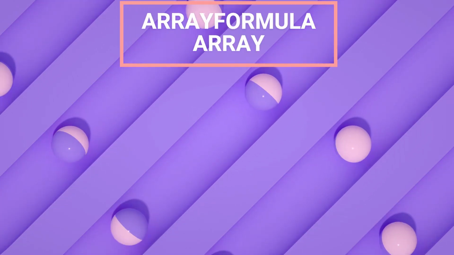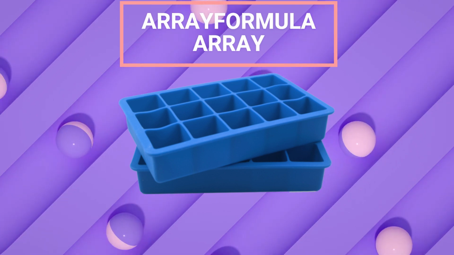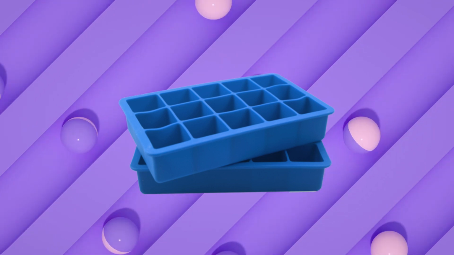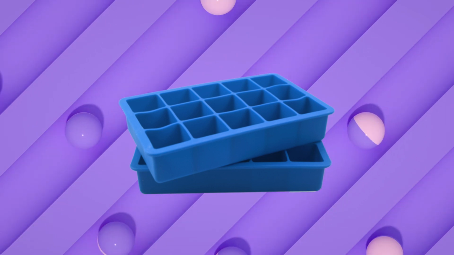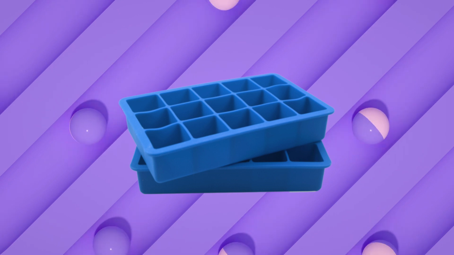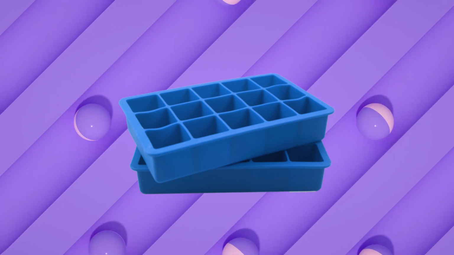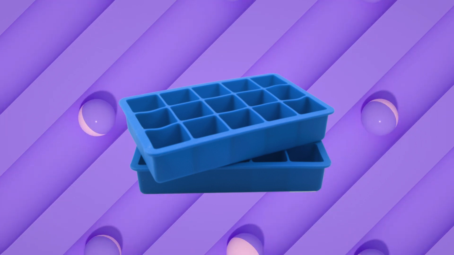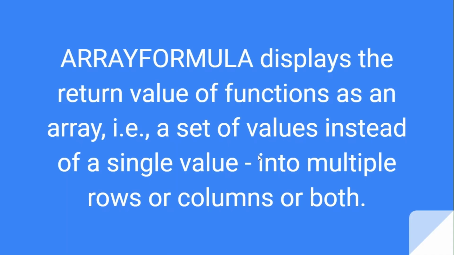Before we go further, let me explain to you what is an array. An array is like the ice tray used in the refrigerator that holds a collection of items, all of the same type, in rows and columns like the ice. Each item in the array has its own specific place, and you can access them by their positions, just like you can find a specific ice cube. Array formula displays the return value of functions as an array, that is, a set of values instead of a single value, into multiple rows and columns or both.